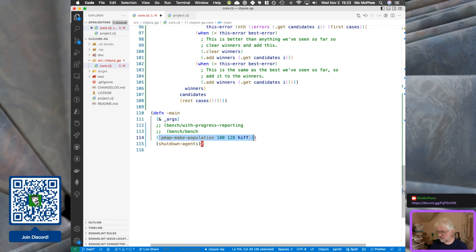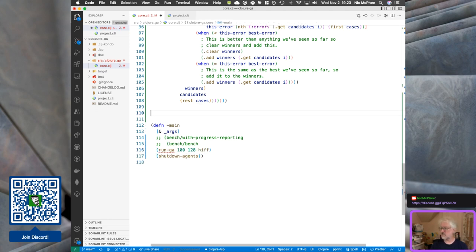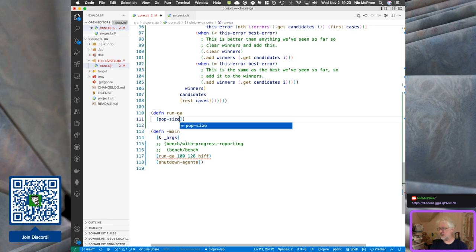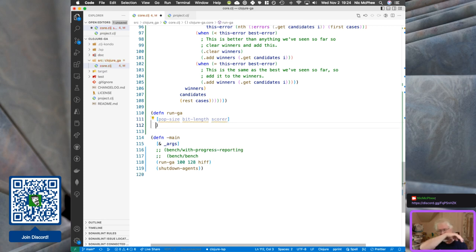Let me back up. Okay, so we're going to say run GA, and we're going to need to provide a population size and a bit length and a test problem. And I don't think we have to provide anything else. We will see. Defn run GA, pop size, bit length, scorer. So do we need a number of generations? Let's say we'll start with just 100 generations. Numgens.